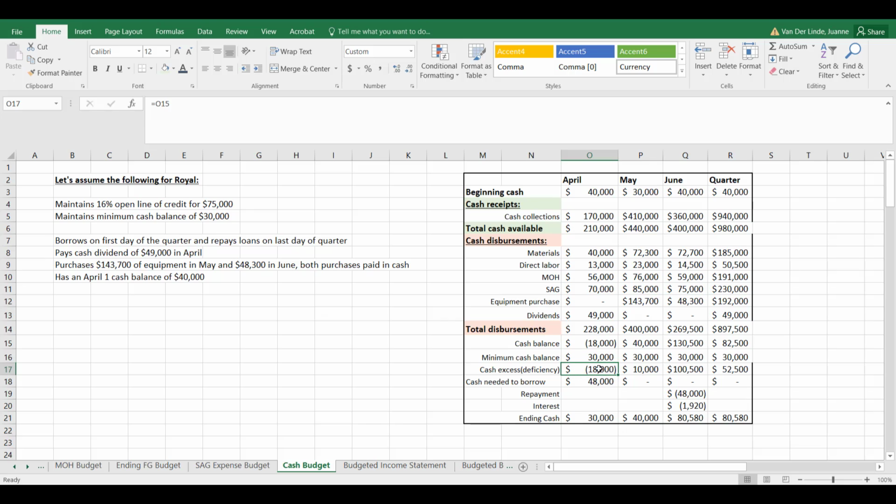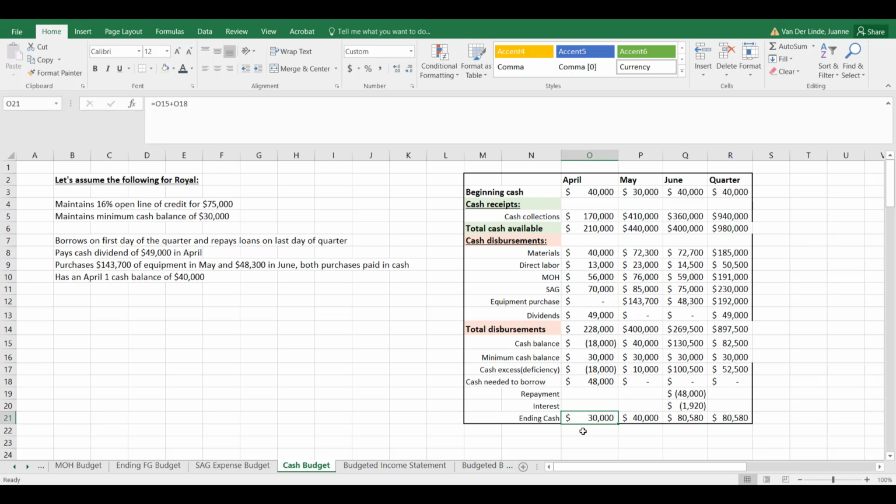So our cash deficiency here is $18,000. And we're going to have to borrow $48,000 in total. $18,000 of that will go to cover that deficiency, which would leave us with $30,000 left over in our cash balance to meet that minimum. So our ending cash balance, due to borrowing that $48,000 and factoring in that cash deficiency, in April would be $30,000 here.